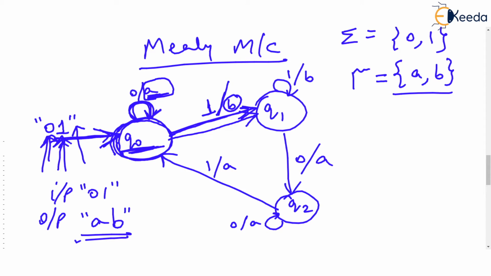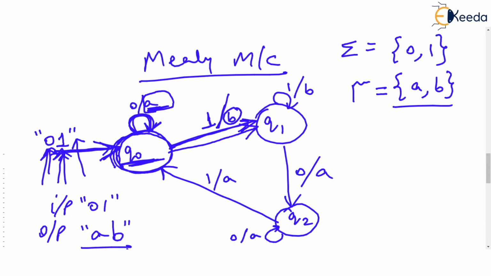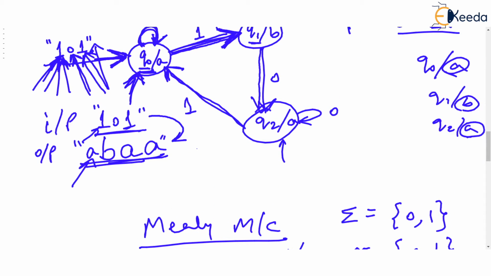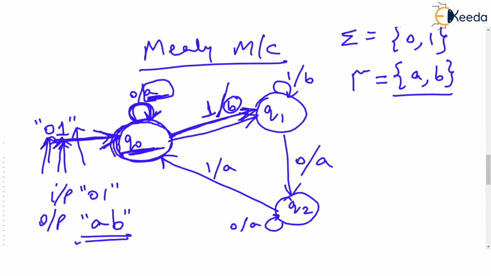This is the basic difference between Mealy and Moore machine. In Mealy machine, if the input has n letters, then the output has exactly n letters. Whereas in Moore machine, you observe, if the input has 3 letters, then the output will be 4 letters. Okay, let's try this Mealy machine again with some input.